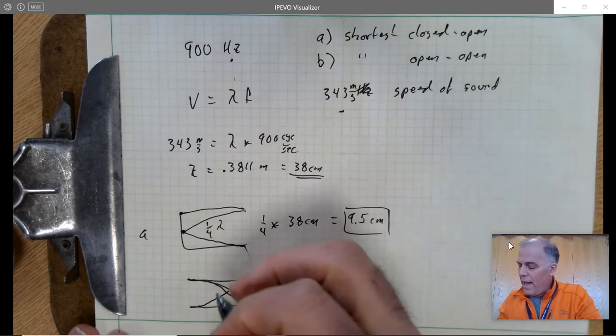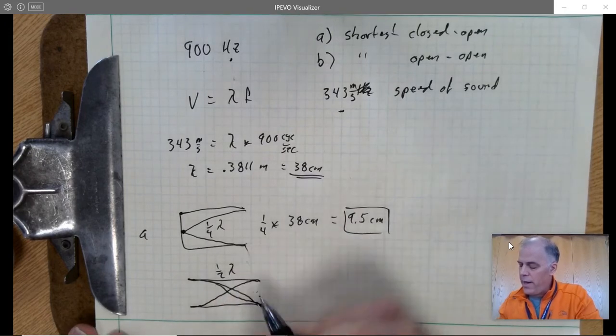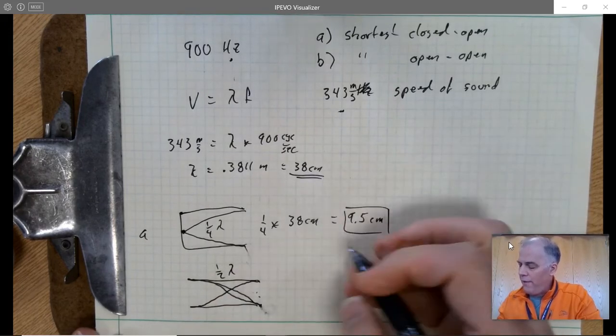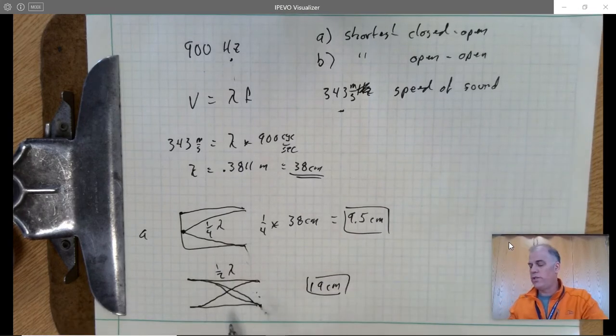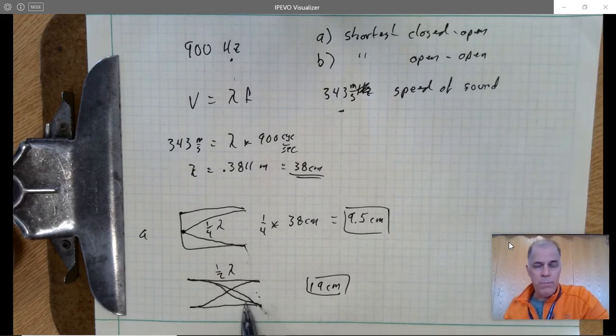So this is 1/2 of a wavelength. That's the first time that this can resonate. So half of 38 centimeters would be 19 centimeters. And that would be the shortest length for an open pipe.